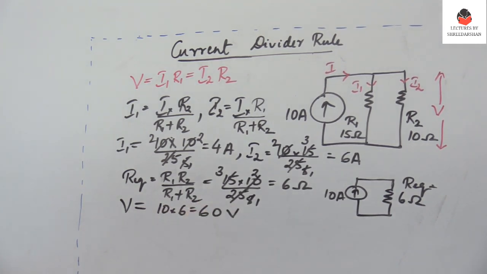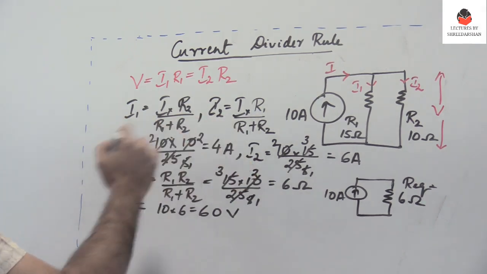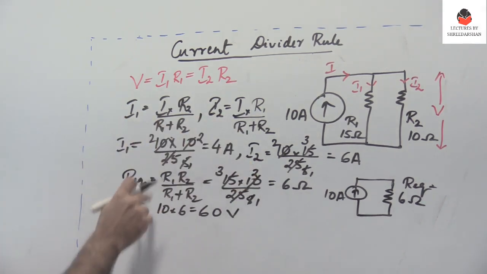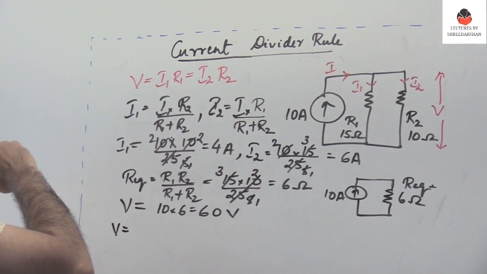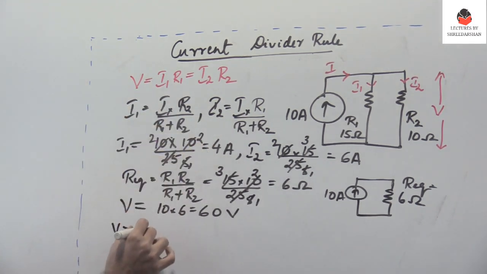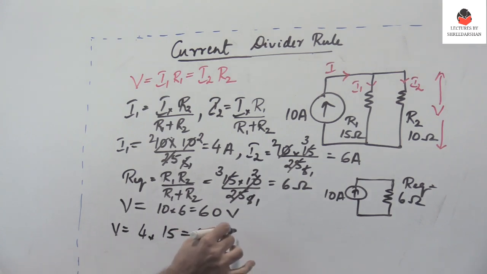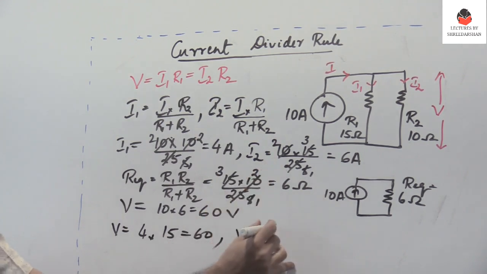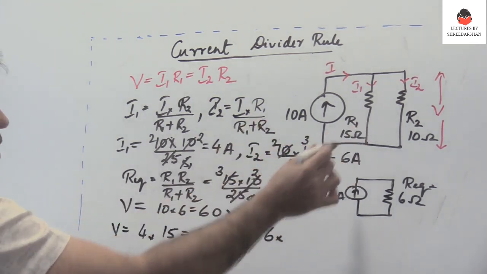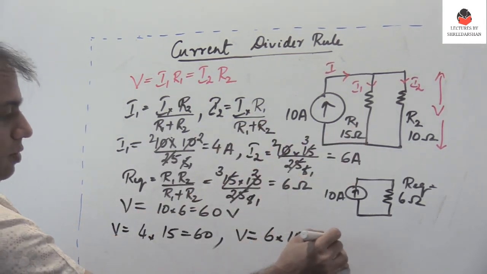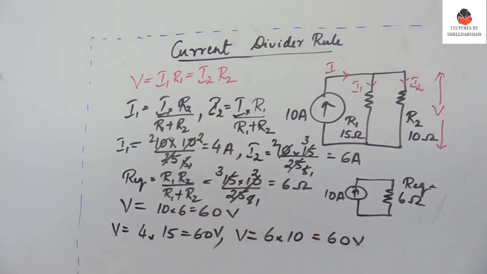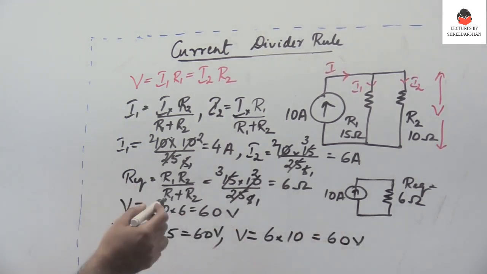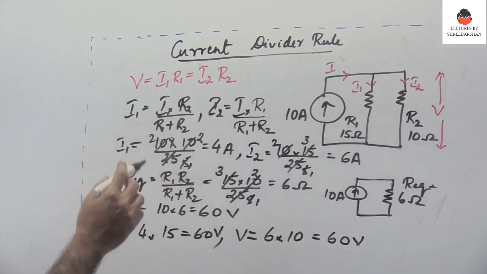So let us verify, do we get the same answer here also? So what is V? V is I1 into R1. What is I1? R1 is 15, so we have got 60. And again, what is V by using this expression? I2, which is 6, into R2, which is 10. So again we have got 60 volts. So we have verified the result also, right?